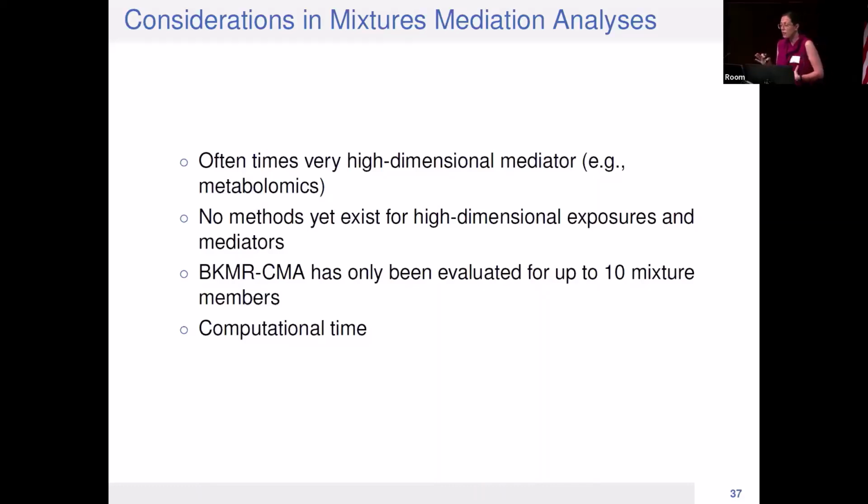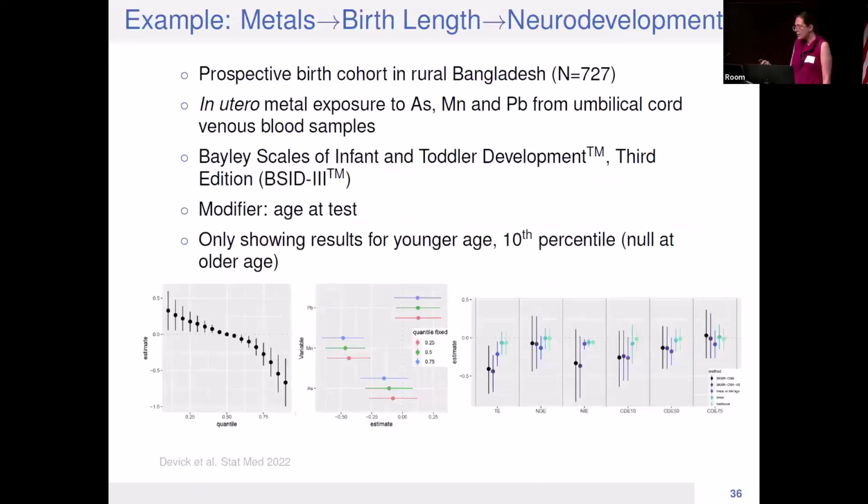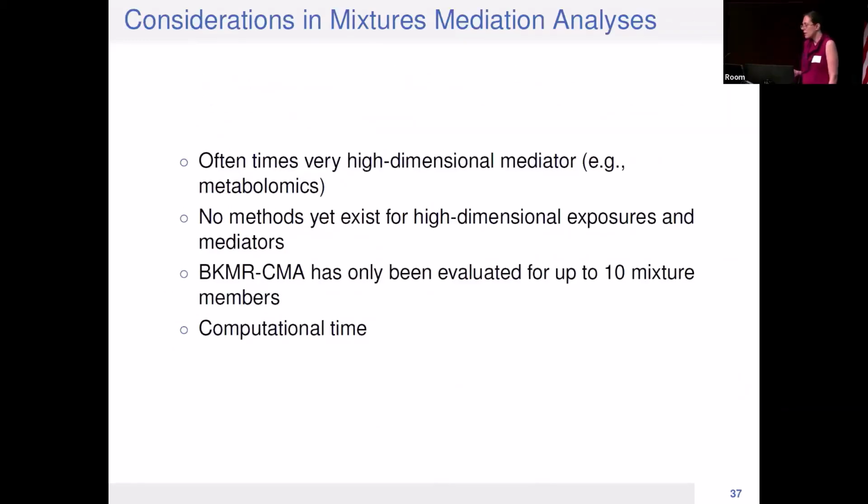This method has only been evaluated for up to 10 mixture members. So that potentially doesn't mean it doesn't work for larger mixtures. We don't know that yet. And it's very slow. So I think this analysis, 700 people, took 5 hours or something, they say in their paper. So that's a limitation.